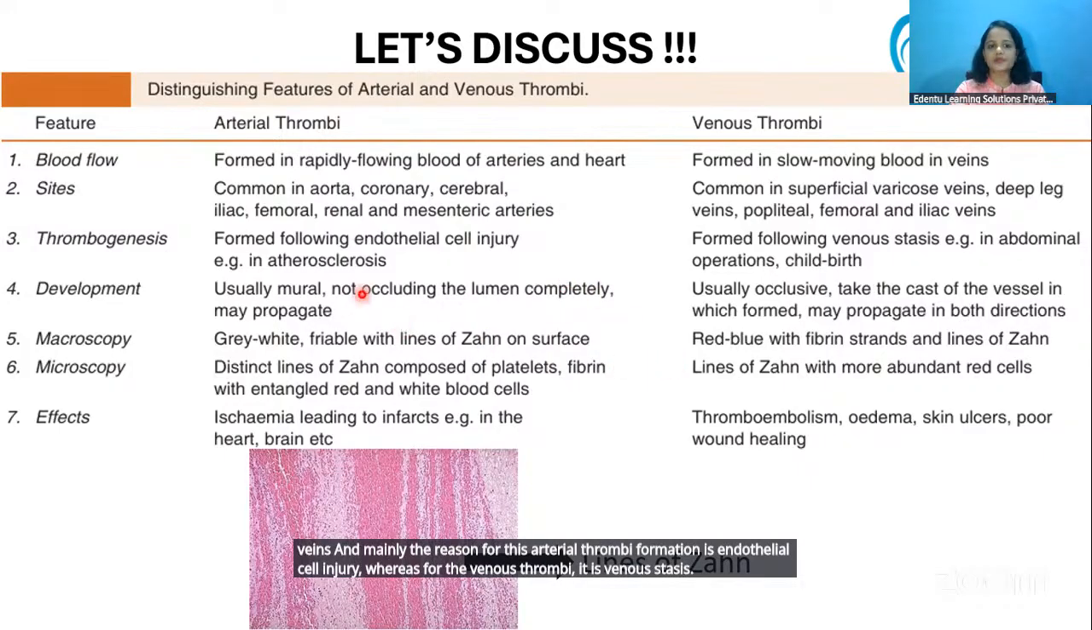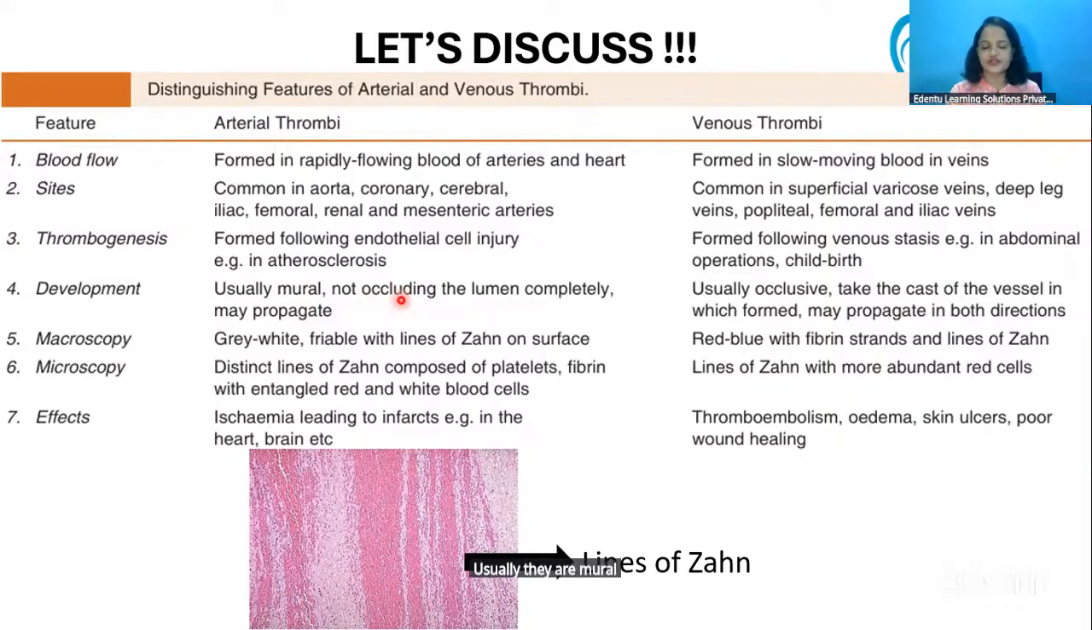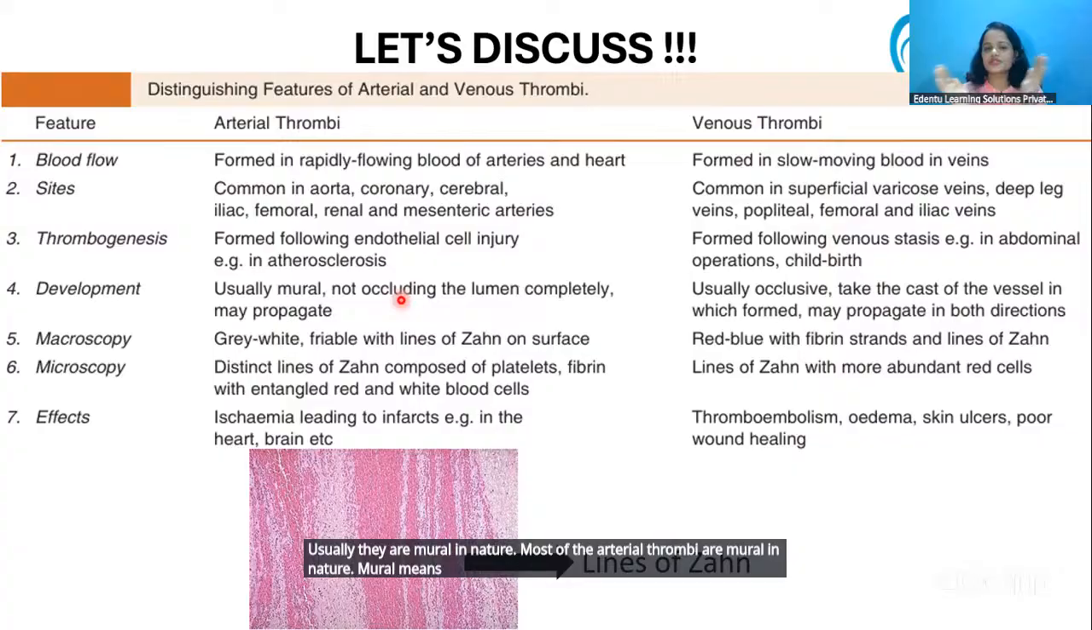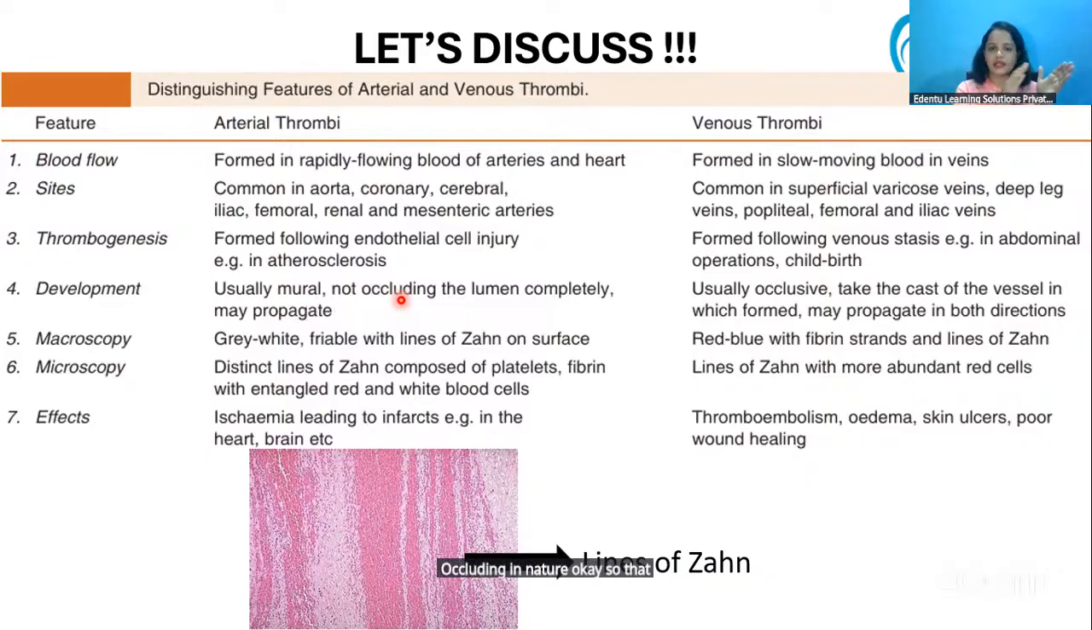Usually they are mural in nature. Most of the arterial thrombi are mural in nature. Mural means they do not completely occlude the blood vessel. A little bit of space will be there for the blood to flow. It will not be completely occluding in nature. So that is what is called mural thrombi.